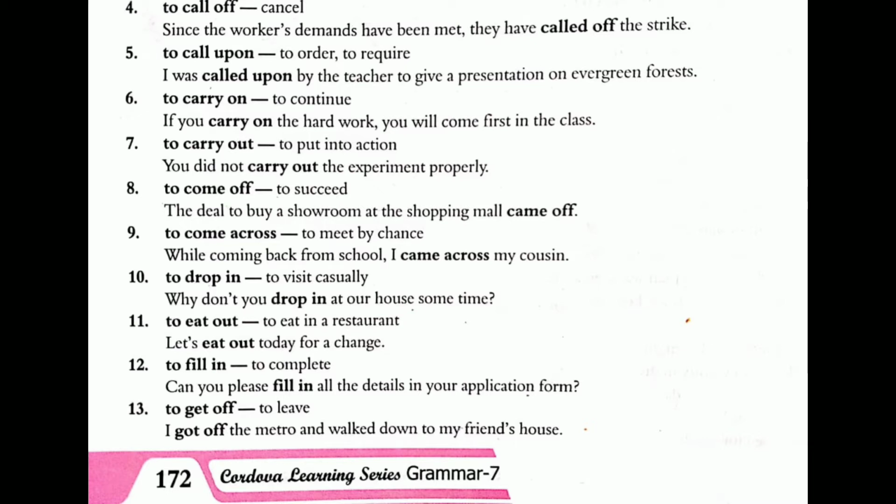Alright, number nine, to come across, that means to meet by chance. While coming back from school, I came across my cousin. That means it was not decided, it happened by coincidence. It takes place at some time you never think, and the person you are thinking of, you meet. This is what came across means.